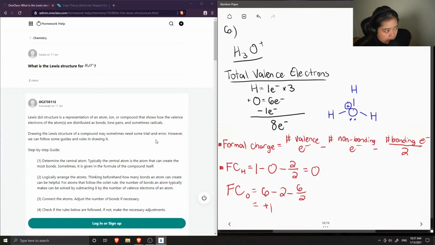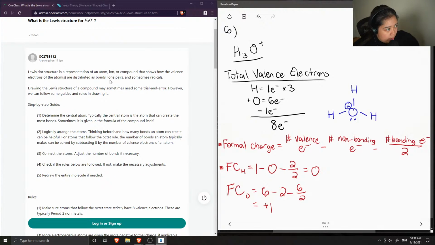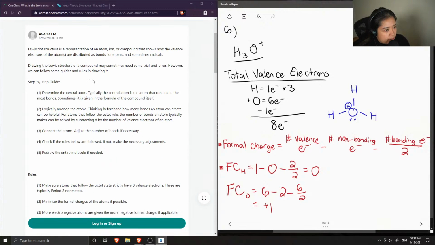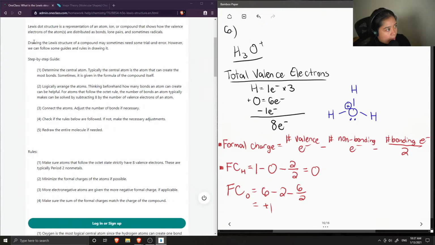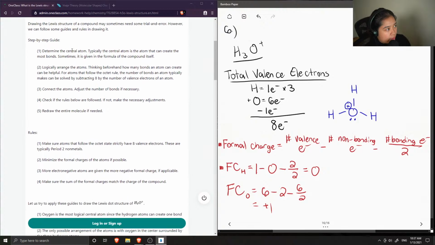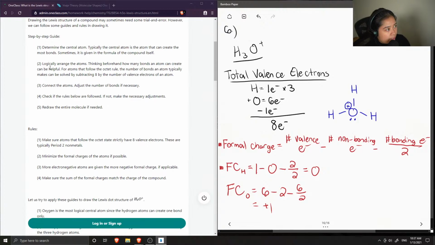Now let's see what the junior tutor said. A Lewis dot structure is a representation of an atom, ion, or compound that shows how the valence electrons of the atoms are distributed as bonds, lone pairs, and sometimes radicals. Drawing the Lewis structure of a compound may sometimes need some trial and error. However, we can follow some guides and rules in drawing it. Step 1, determine the central atom. Typically, the central atom can create the most bonds. Sometimes it is given in the formula of the compound itself.